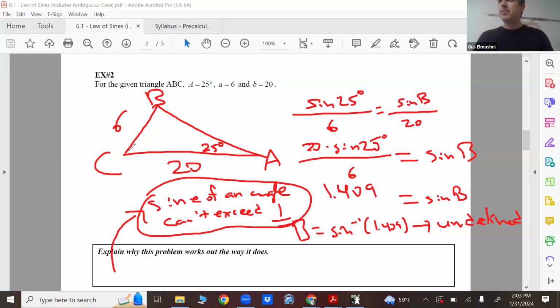It's more than 1. Yeah, if it's more than 1, it just can't work. That would be a problem too, because it'd be 90 degrees. Yeah, because here's the thing.